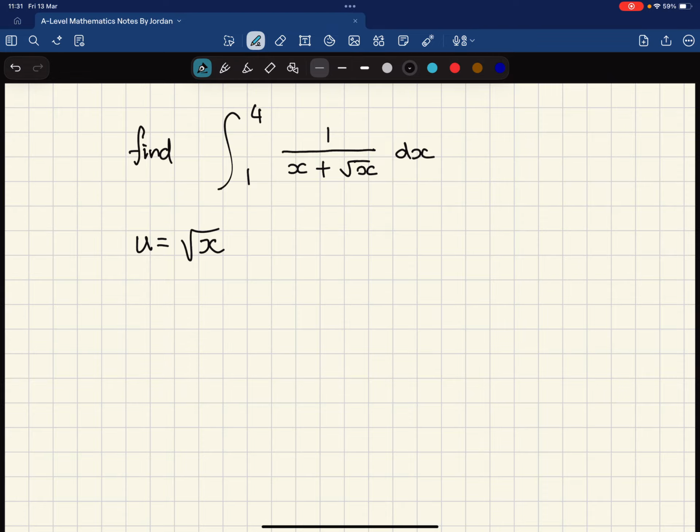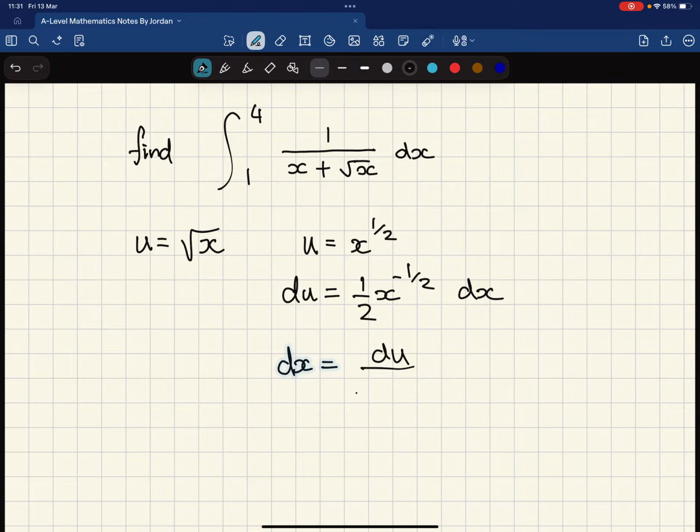Right, this one, again we've got some limits. Let's go ahead. So the first thing I'm going to do is change this so it's x to the power of 1/2, because we don't like to differentiate with square roots. So differentiating both sides gives us du. Differentiating this gives us 1/2 x to the minus 1/2, and then dx on the end. Rearranging for dx gives us dx is du over 1/2 x to the minus 1/2.